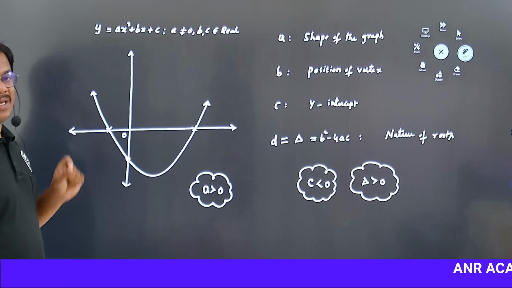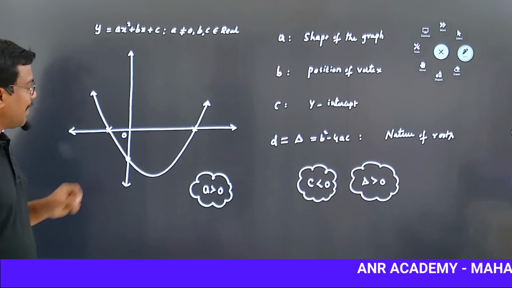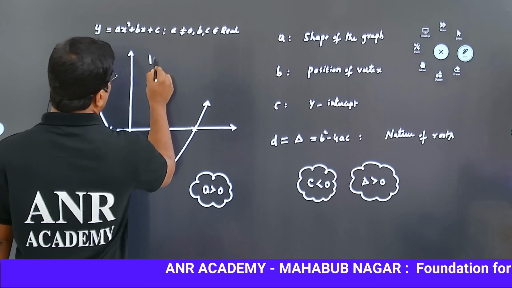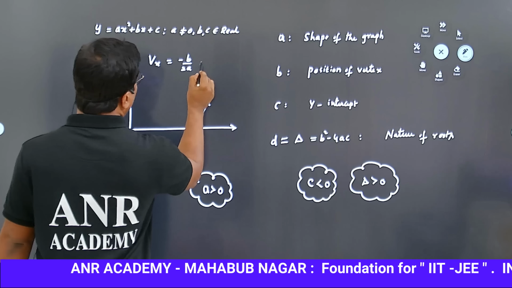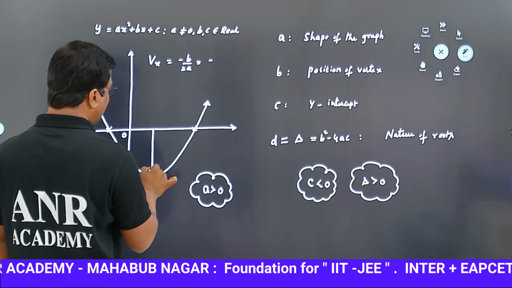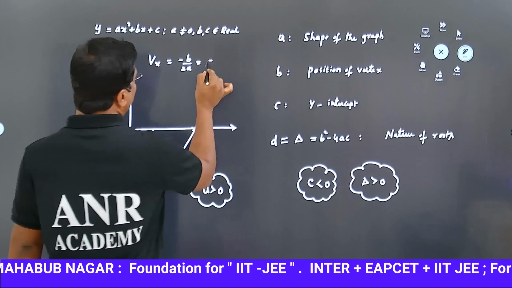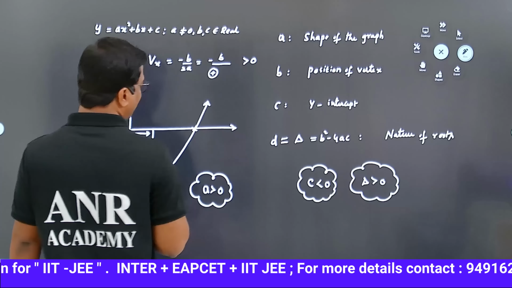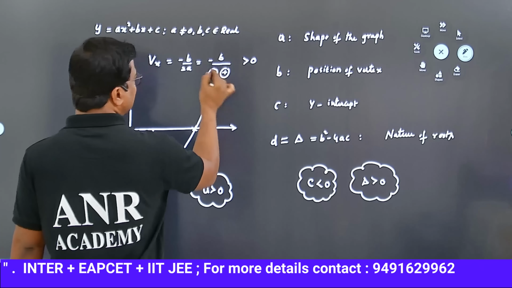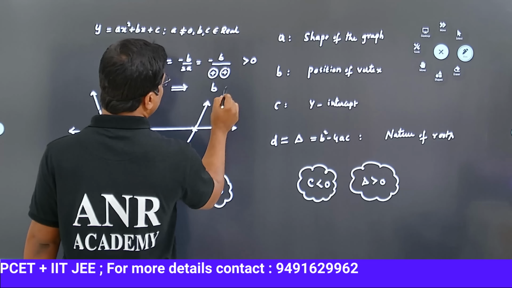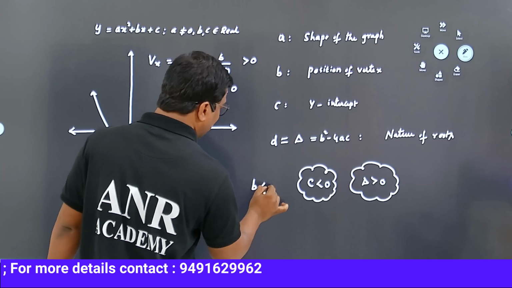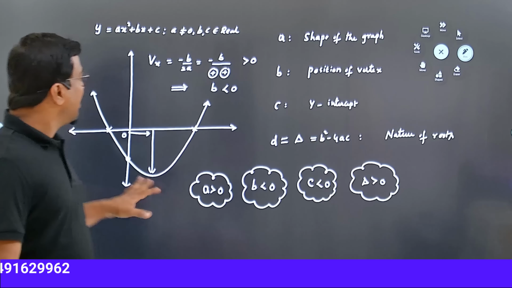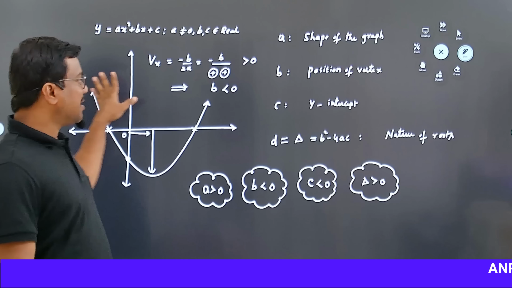Next, b. By the position of vertex, we can decide b whether it is positive or negative. Vertex, whose x coordinate is minus b by 2a, here has a clearly positive x coordinate but negative y coordinate. X coordinate positive, vx is more than 0 in this case, minus b divided by 2a, with a positive. So minus b more than 0 implies b is less than 0, so the b value is less than 0. So you can determine the sign of small a, small b, small c and discriminant by seeing the given graph of y equal to ax square plus bx plus c in this way.